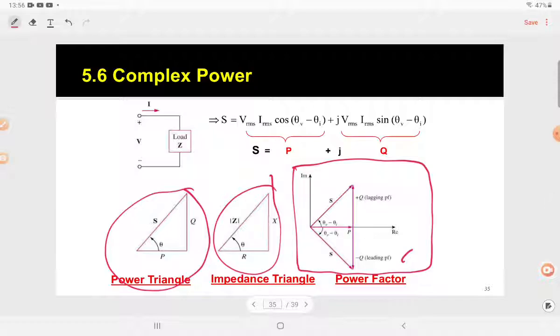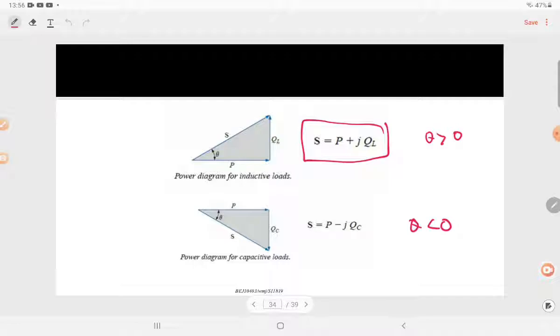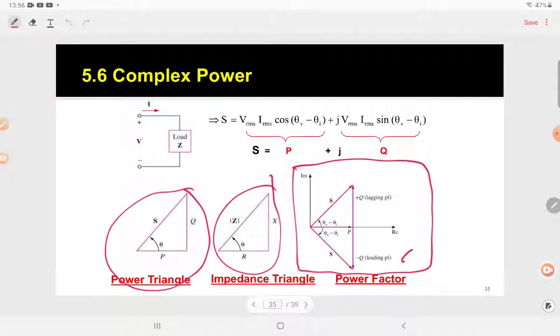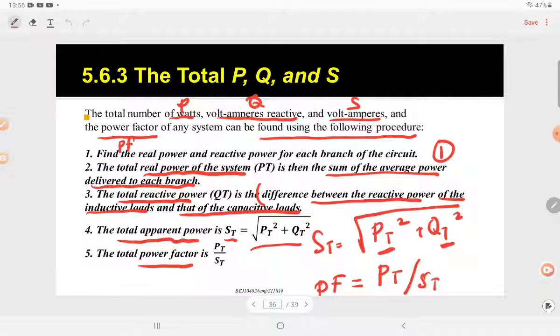So usually a leading power factor is a capacitive load, and a lagging power factor is an inductive load. Okay, this is another thing you need to consider when we consider the total real power, the total reactive power, and also the total apparent power.